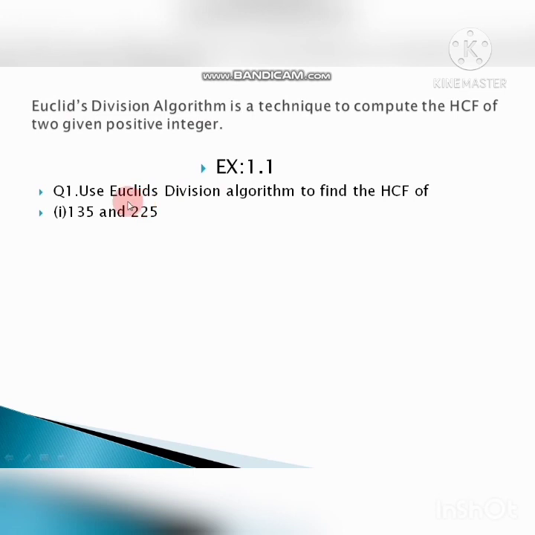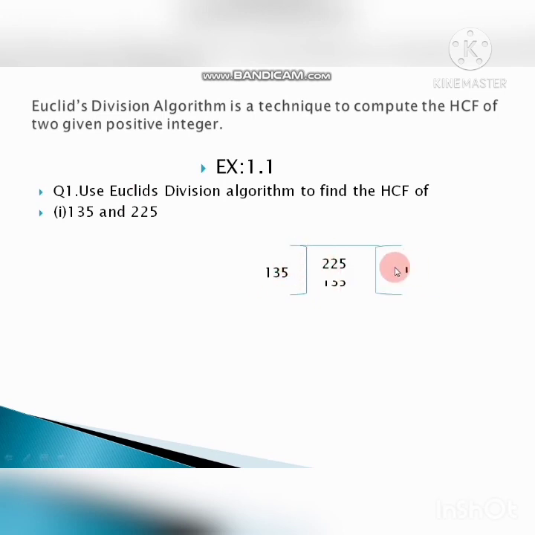Now let us take an example from exercise 1.1. Question number 1. Use Euclid's division algorithm to find the HCF. HCF is highest common factor of 135 and 225. Now let us solve this. Always the greater number should be the dividend and the smaller number should be the divisor. So the greater number should be the dividend, that is 225, and the smaller number will be the divisor.